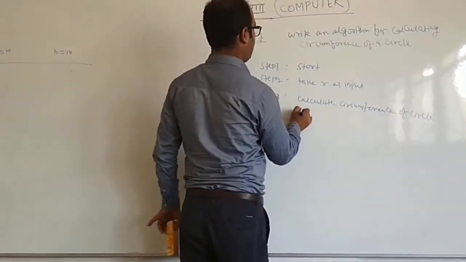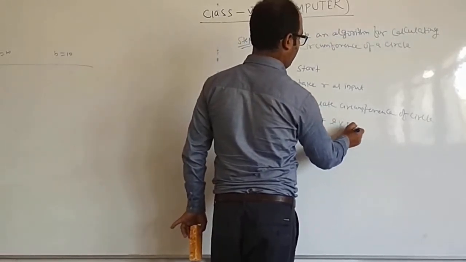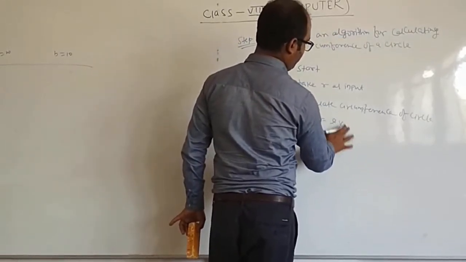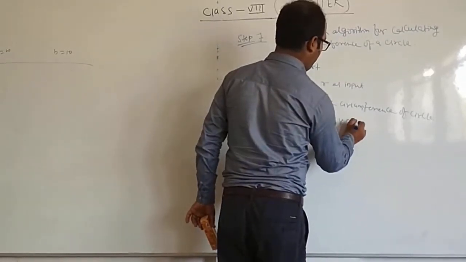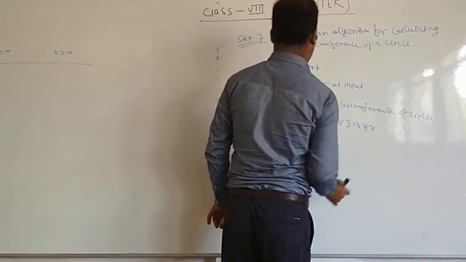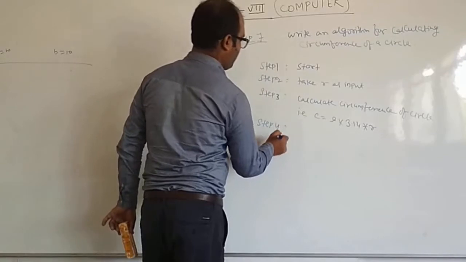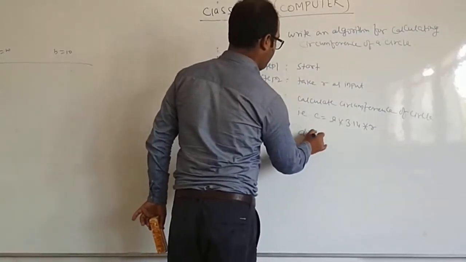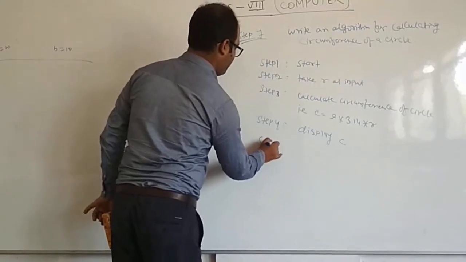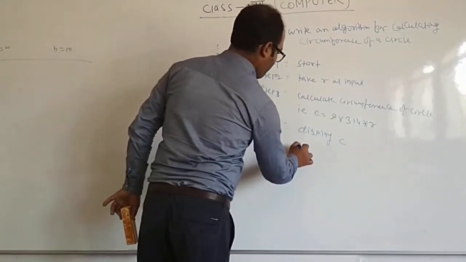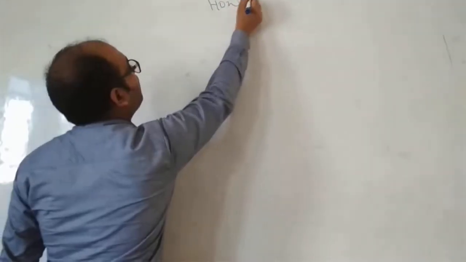That is C equal to 2 into pi. So here we need to pass the value of pi, that is 3.14 into R. Step 4, what? Display C. Step 5, stop. So this one is the perimeter.